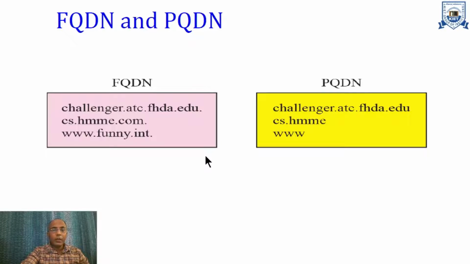Whereas if we do not know the exact position, which is just the opposite of FQDN, if we don't know the exact position on the domain name tree, then this type is known as PQDN, partially qualified domain name. How can you recognize it in the exams? It won't be ending with a dot. All the other things could be the same. Just as an example, challenger.atc.fhda.edu, but it is not ending at the dot. It means it is not resolving till the root, so it is known as PQDN, partially qualified.